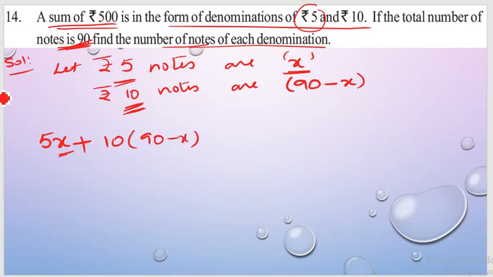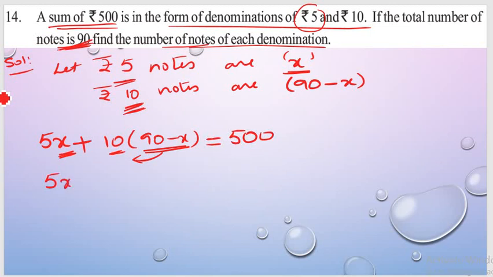Since I am having X notes of 5 rupees, the amount made by those X notes is 5X, and I am having 90 minus X 10 rupee notes, and each denomination is 10 rupees. So if I multiply with 10, the total amount made by those 10 rupee notes is 10 into 90 minus X. So this will give me the total amount. What is the total amount? It will be equal to 500.